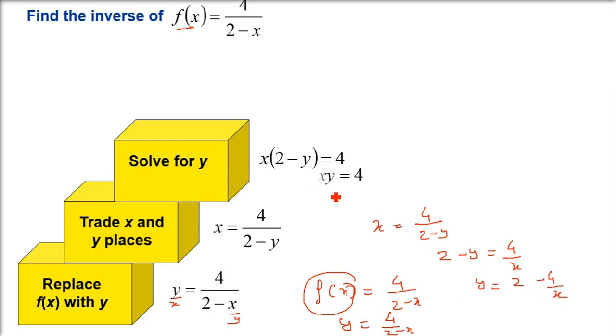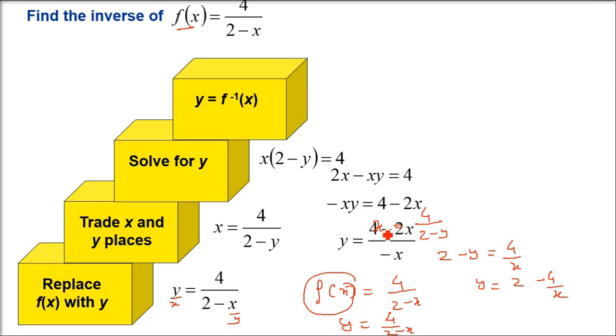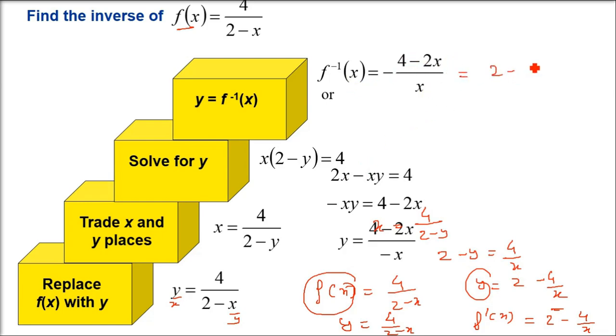y equals 2 minus 4 by x. Just cross multiply and see that y comes on the left hand side and the other thing on the right hand side. So (4 minus 2x) by negative x is simply 2 minus 4 by x only. Either keep it like this or like that. But our steps say the next thing is that y is your f inverse of x. This is your f inverse of x, 2 minus 4 by x, or negative (4 minus 2x) by x. These are the steps of finding an inverse.